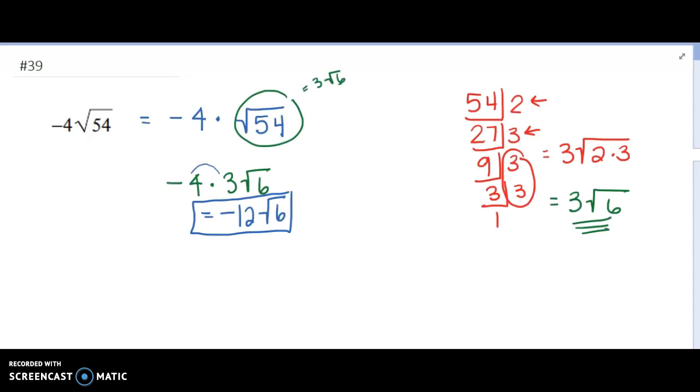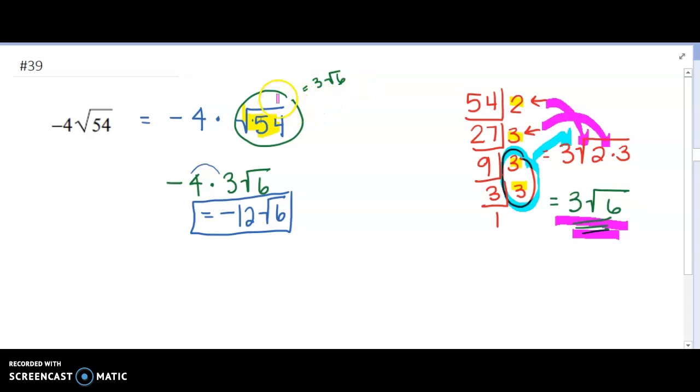All right, so -4 times square root of 54. So I'm going to take square root of 54 by itself, and I'm going to break it down over here. So square root of 54, or 54 in its prime factorization, is 2 times 3 times 3 times 3. So we have this pair of 3's right here, and a 3 comes out front. And then the 2 and the 3 are leftovers, so they go inside and we multiply them. So square root of 54 is the same thing as 3 square root of 6.